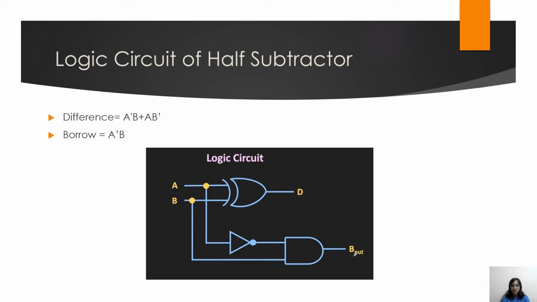And to generate the A bar dot B signal, this A is inverted using the NOT gate, and then the output is given to this AND gate. That means the output of this AND gate is equal to A bar dot B. So in this way, we can design this logic circuit of the half subtractor.